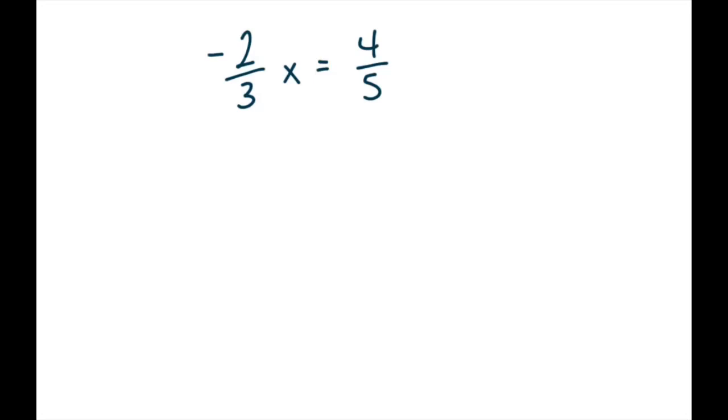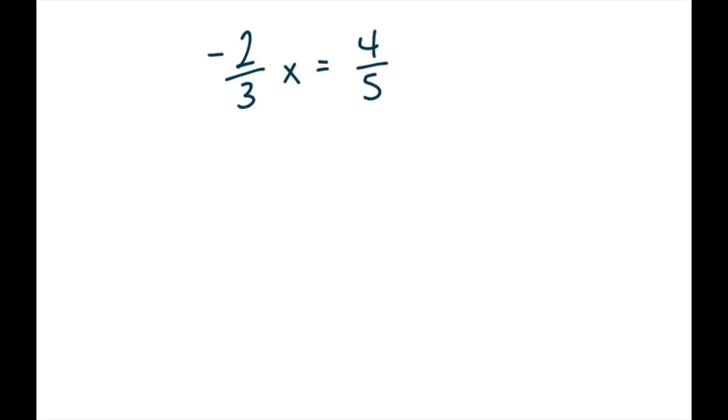All right, so this one is the same kind of thing except we have a fraction. So you're going to multiply times a negative reciprocal because we want that x to be positive. Go ahead and pause your video and try it. All right, let's see what you did.